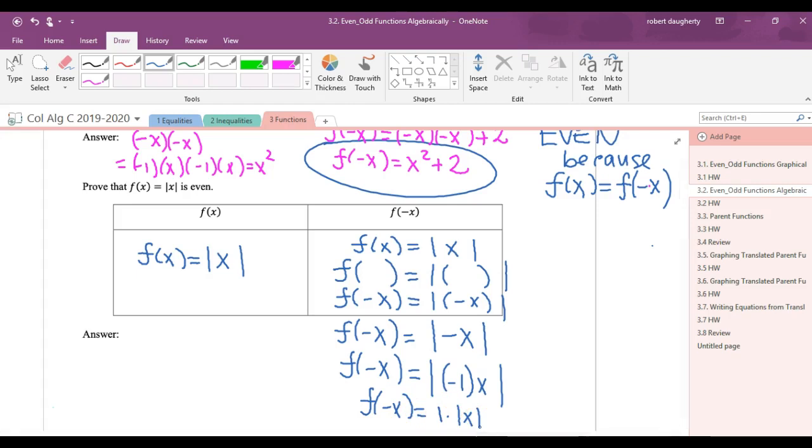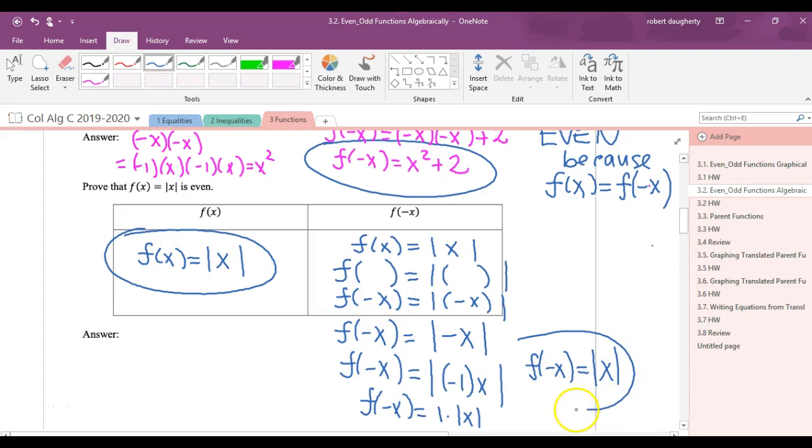So that is simply what? f of negative x is equal to the absolute value of x. What was my original? Here's my original, that's f of x. This is f of negative x. What does that mean about this function? It is even. So this function is even. That's part of my answer. Why is it even? It is even because f of x equals f of negative x.